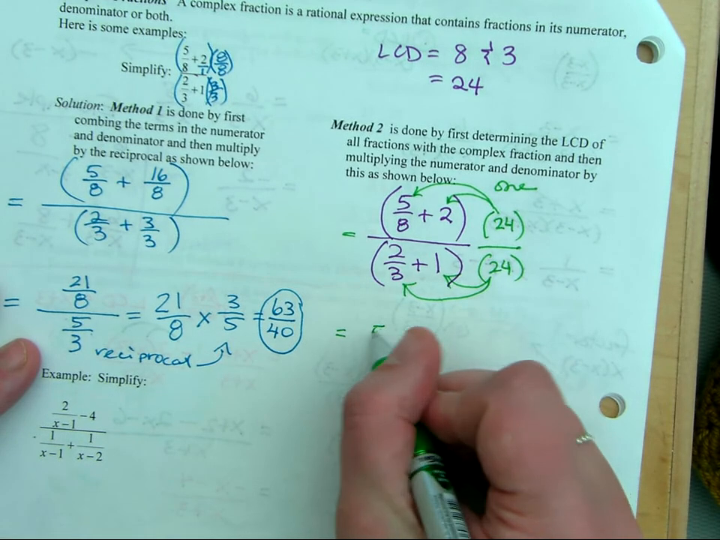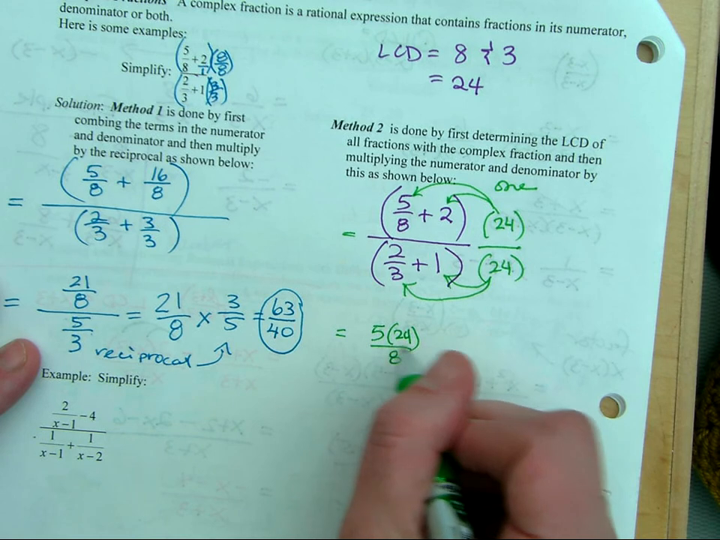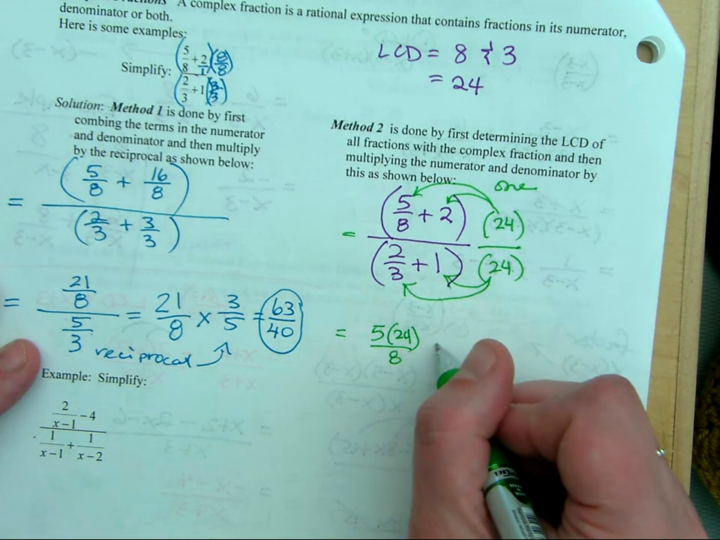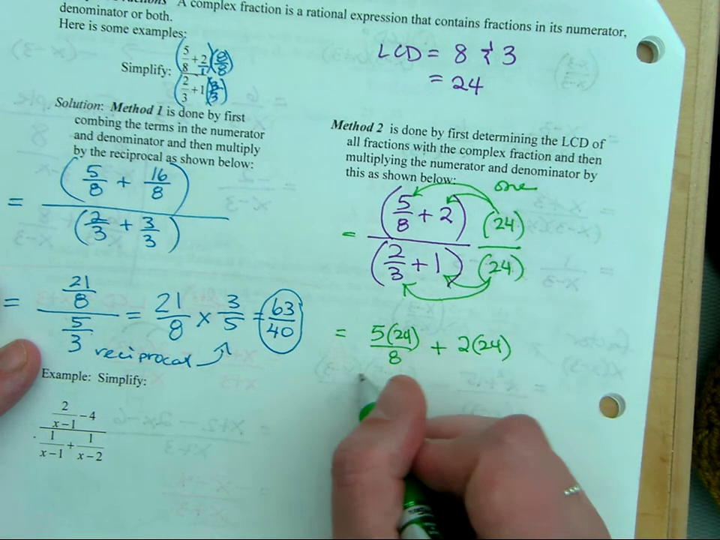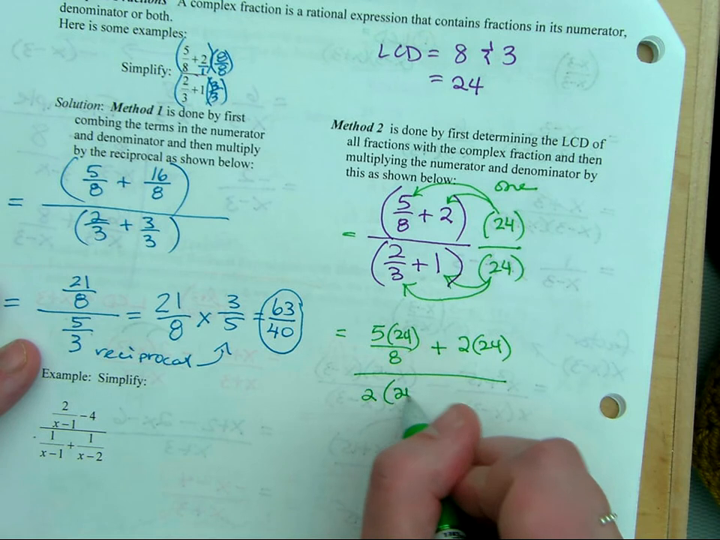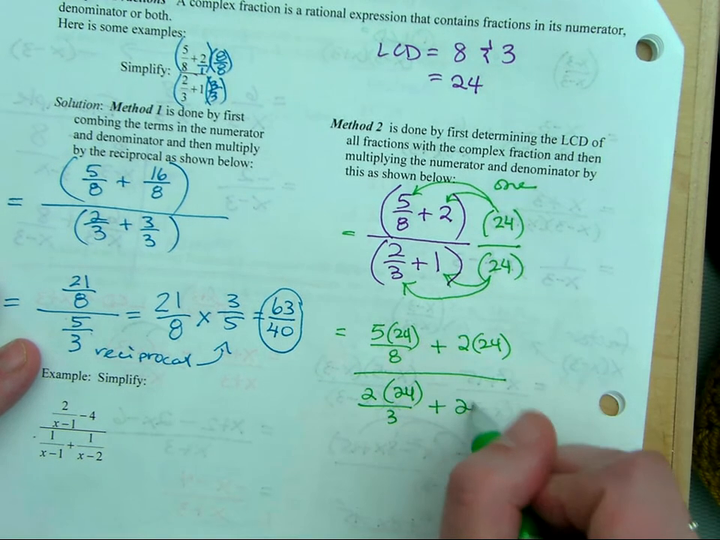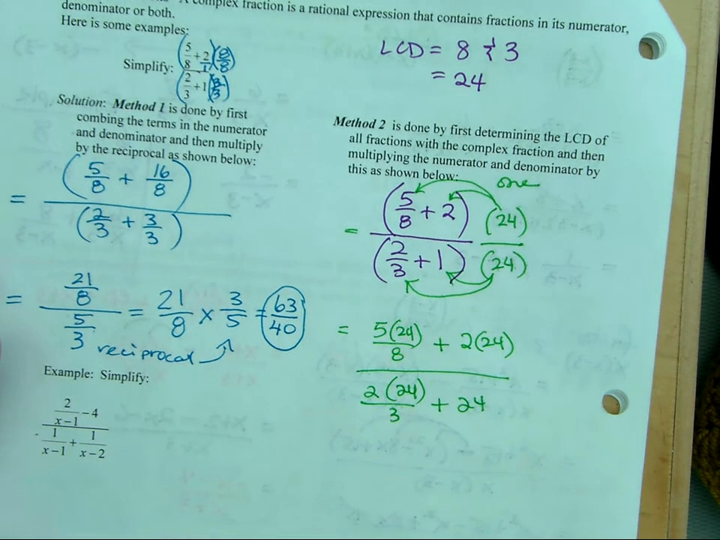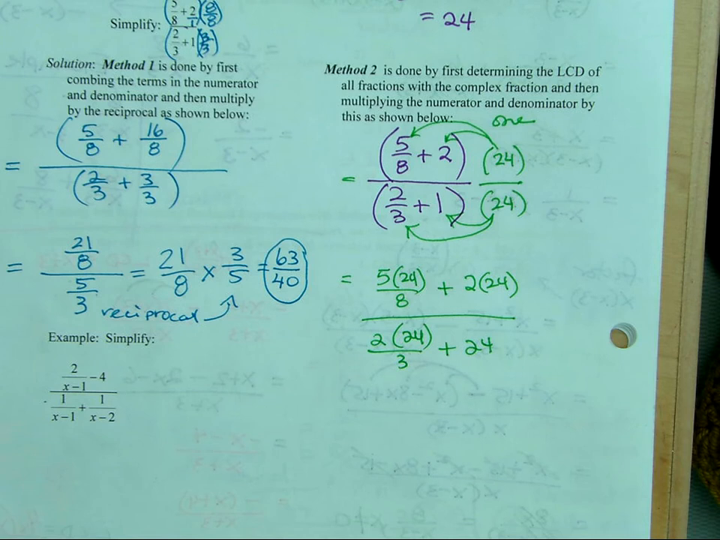is 5 times 24 divided by 8. I didn't want to multiply it out because I'm going to show you how you can reduce first. Plus 2 times 24 over 3, plus 1 times 24, which is just 24. Are you with me so far? I just distributed the 24 to both. Okay, now I'm going to be able to reduce.